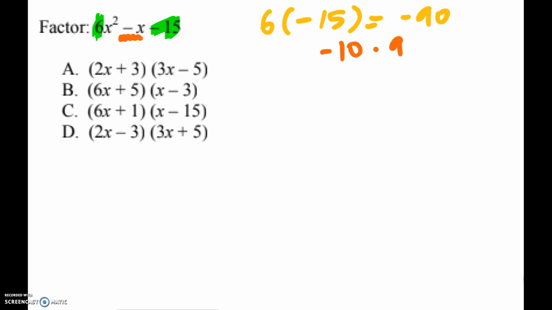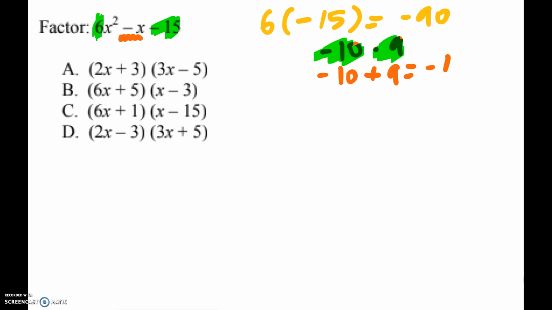Factor. So the leading coefficient is 6. It is not 1. In this case, we multiply these two numbers: 6 times negative 15 is negative 90. I'm thinking aloud about the factors of negative 90, but I need the sum to be negative 1. So negative 10 times 9. Product is negative 90, and the sum is negative 1. So these are my magical numbers, negative 10 and 9.